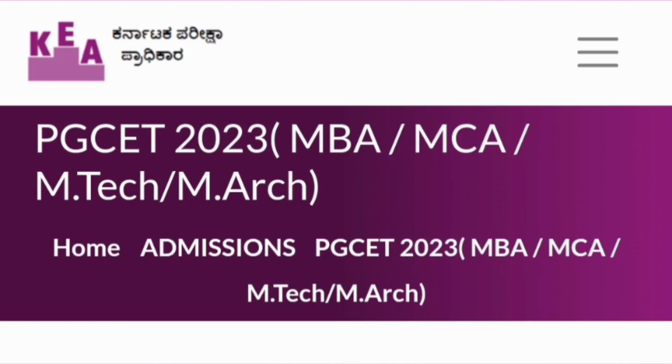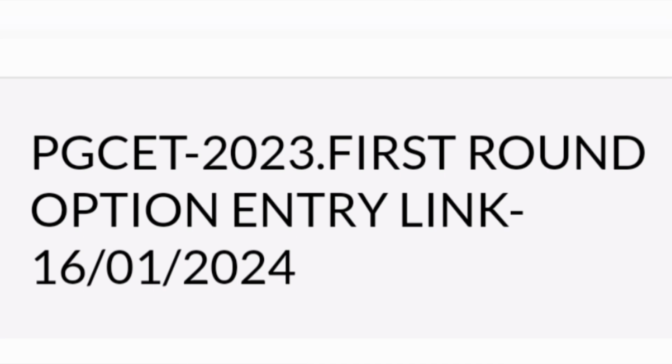So as you understand, the PGCET option entry link is finally out, and this is the place where you can find the link. It's under the KEA home page, then under Admission, and then there is a PGCET 2023 folder, right? If you get into that folder, you will get this link mentioning PGCET 2023 first round option entry link dated 16th of January 2024.